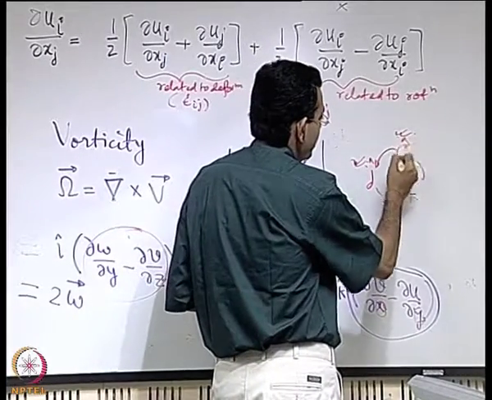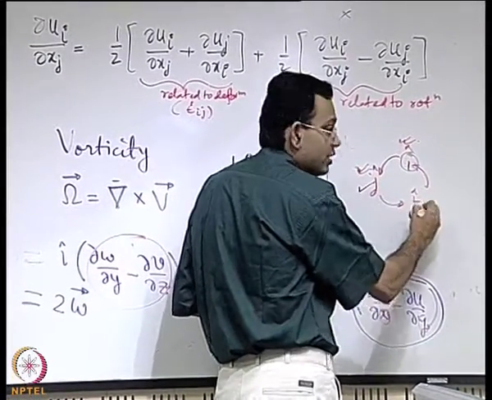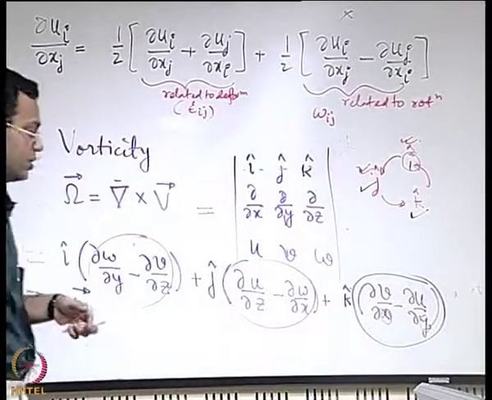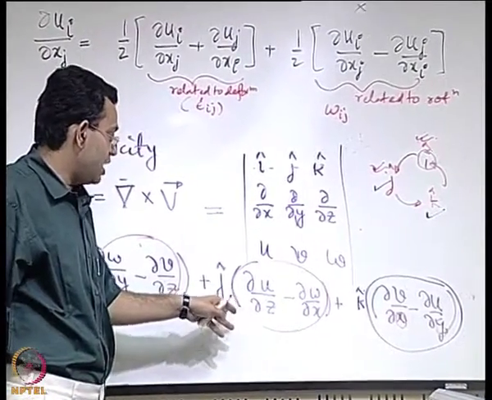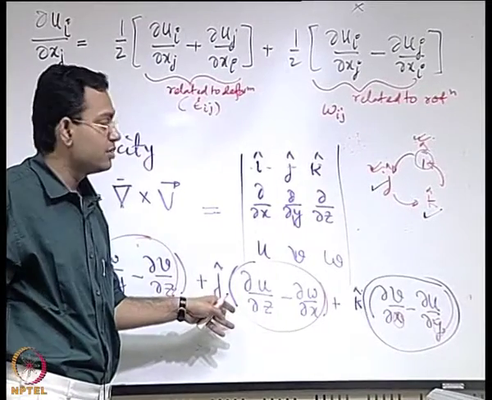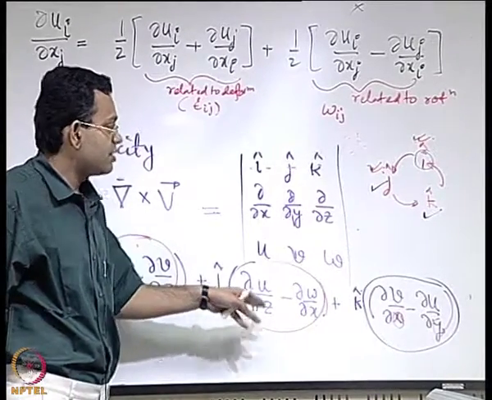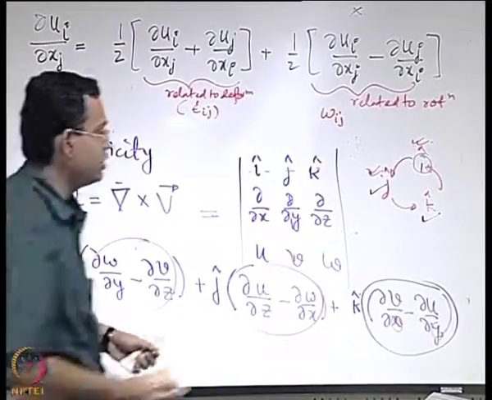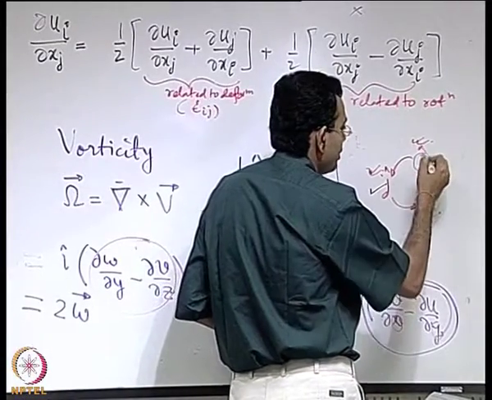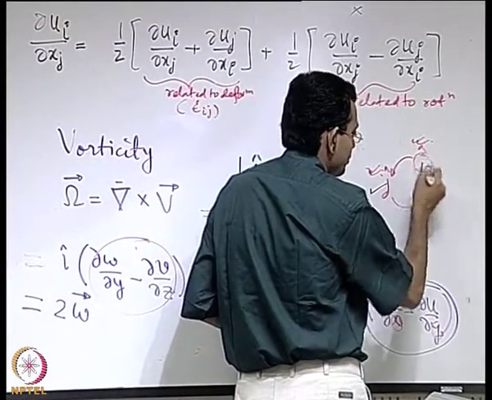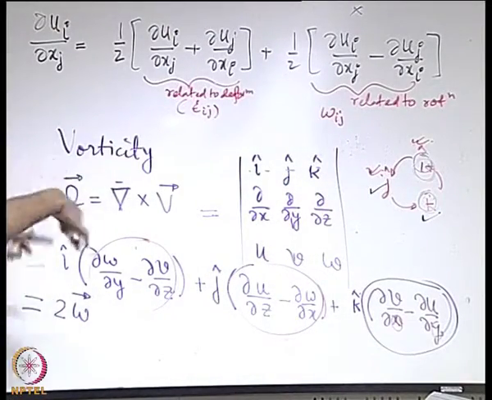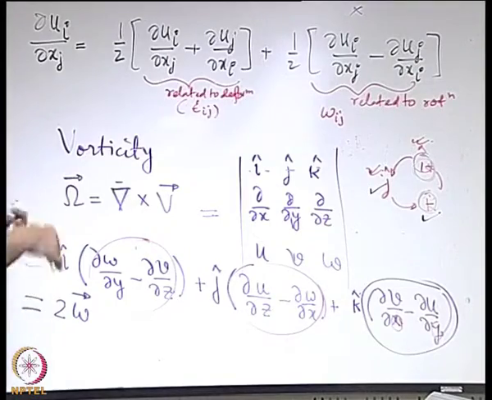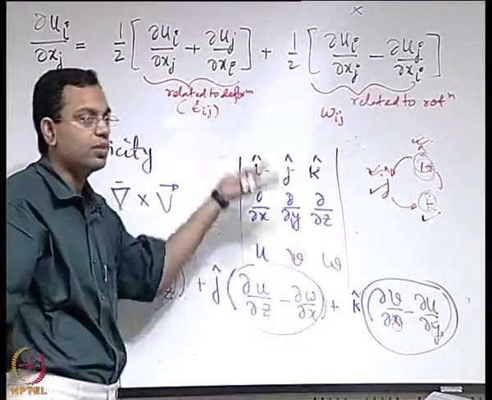So when you are writing this component, first comes the y derivative and then the z derivative. When you are writing the j, that is the y component, first you are coming with this one and then with this one. So if you maintain this cyclic order, it is possible to reproduce that without doing the cross product each and every time.